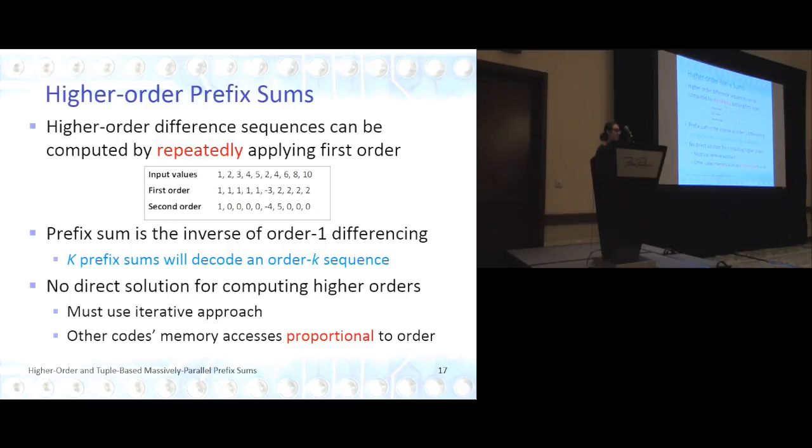And since we can decode the first order with the prefix-sum, if we run the prefix-sum multiple times, we can decode the higher order prefix-sum as well. So actually, this is how other libraries compute higher order. They have to iterate over the prefix-sum multiple times, and that's a good solution, but the problem is that it's not efficient, because then the memory accesses will be proportional to the order.